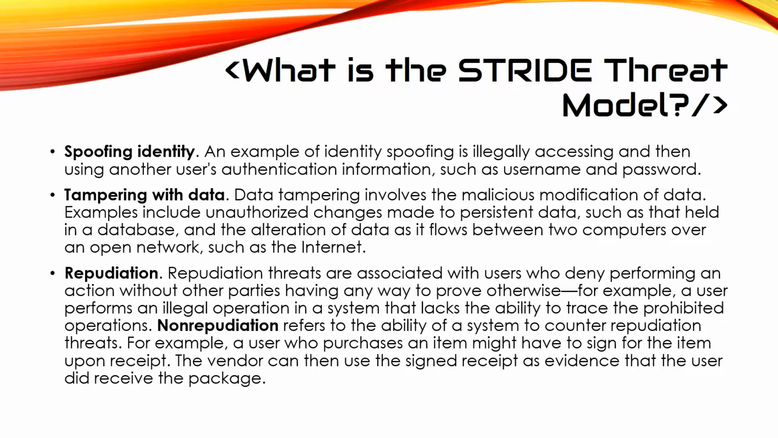Repudiation. Repudiation threats are associated with users who deny performing an action without other parties having any way to prove otherwise. For example, a user performs an illegal operation in a system that lacks the ability to trace the prohibited operations. Non-repudiation refers to the ability of a system to counter repudiation threats. For example, a user who purchases an item might have to sign for the item upon receipt. The vendor can then use this signed receipt as evidence that the user did receive the package.